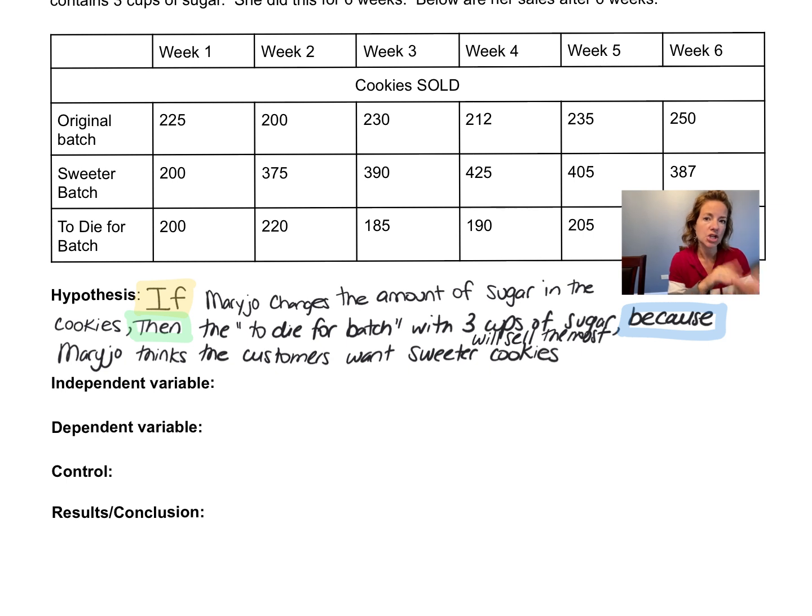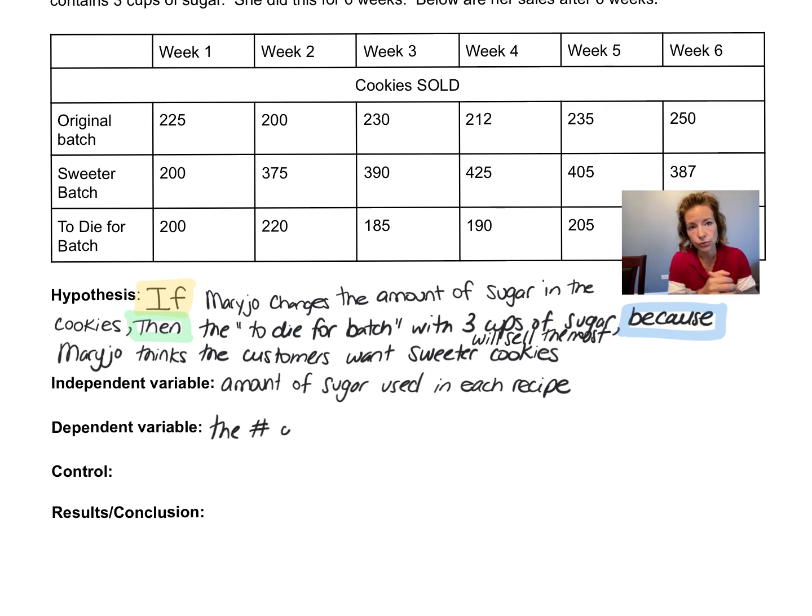Now, what is Mary Jo changing? Her independent variable is the amount of sugar that is in the different batches: 2 cups, 2.5 cups, or 3 cups of sugar. What is she going to collect data on? Her dependent variable is going to be the number of cookies she sells.